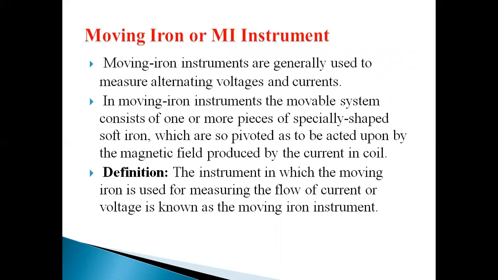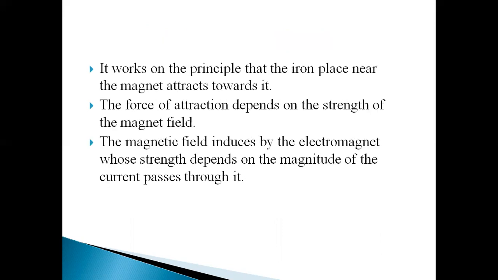What are moving iron instruments? Generally, the instrument in which the moving iron is used for measuring the flow of current or voltage is known as moving iron instrument. Okay. Next, it works on the principle that whenever the iron is placed near the magnet, what happens? It attracts. On that basic principle, these moving iron instruments are going to work.